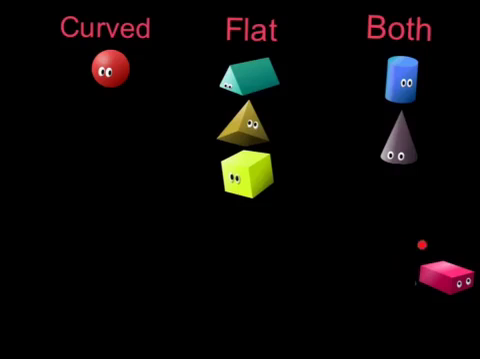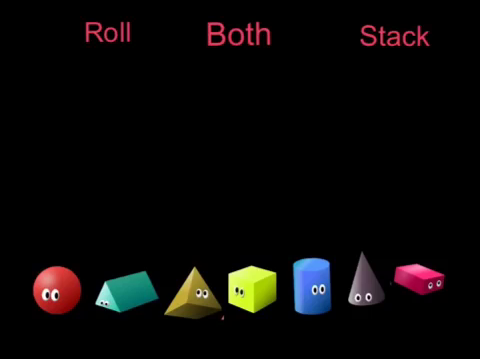And our lucky last one here, well, this looks like a box again, like a tissue box. This one has all rectangle faces that are flat. So it belongs in the flat group. So we have just thought about whether these shapes have curved faces, flat faces, or whether they have both curved and flat. Now we're going to look at these same shapes, but we're going to talk about whether they would roll, whether they would stack, or whether they could do both.